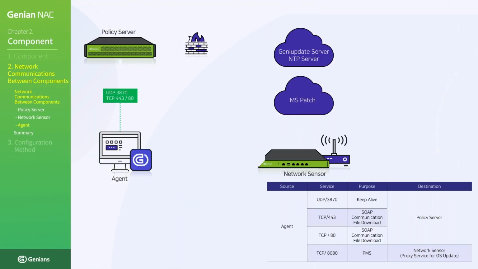The agent communicates with the policy server using TCP 443 for policy reception. It uses UDP 3870 to send Keep Alive packets for operational status updates. If the network sensor does not have a file management feature, the agent requests file transfers directly from the policy server using TCP 80. If the network sensor has a file management feature, the agent requests deployment files and patches from the network sensor using TCP 80 and TCP 8080.